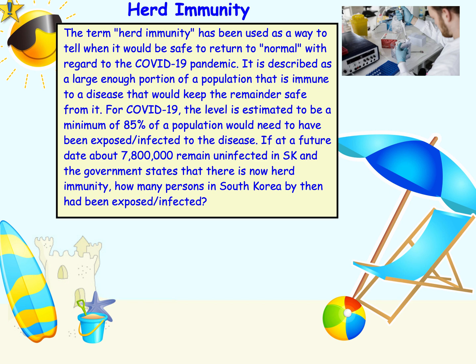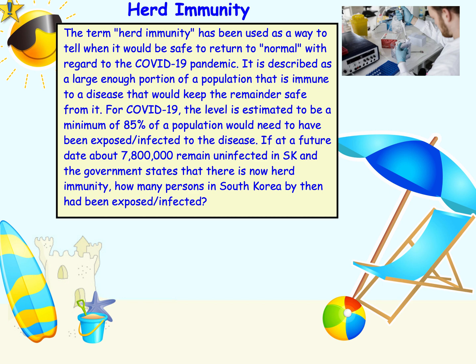So it's described as a large enough portion of the population that's immune to a disease that it would keep the remainder safe from it. Usually we get herd immunity from immunizations. For example, we have herd immunity because most of us have to get shots when we're little, like shots for hepatitis, or for chicken pox now. So we have herd immunity.